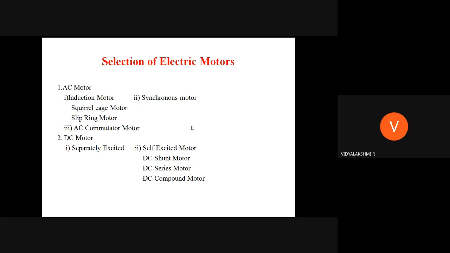So again, if I'm adding another special arrangement, my system cost will be increasing. So the initial cost again will be increasing. And whenever we need a constant speed, there you can use the synchronous motor. And the next one is DC motor.